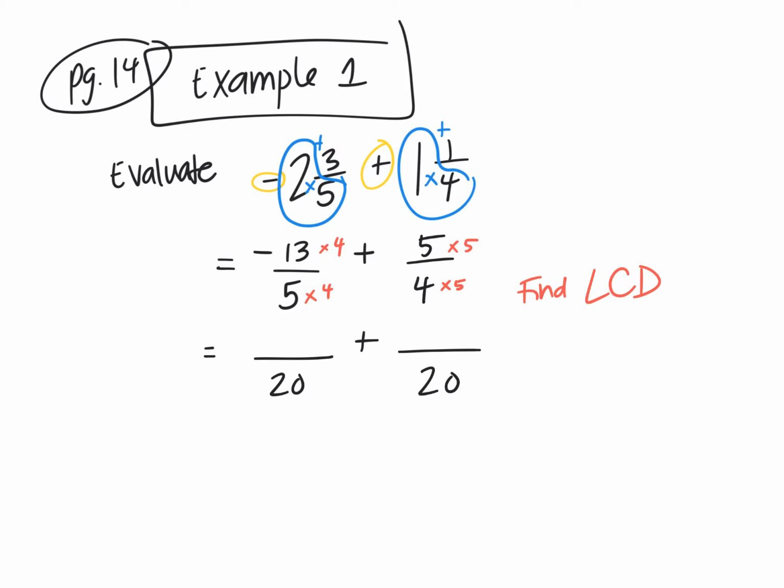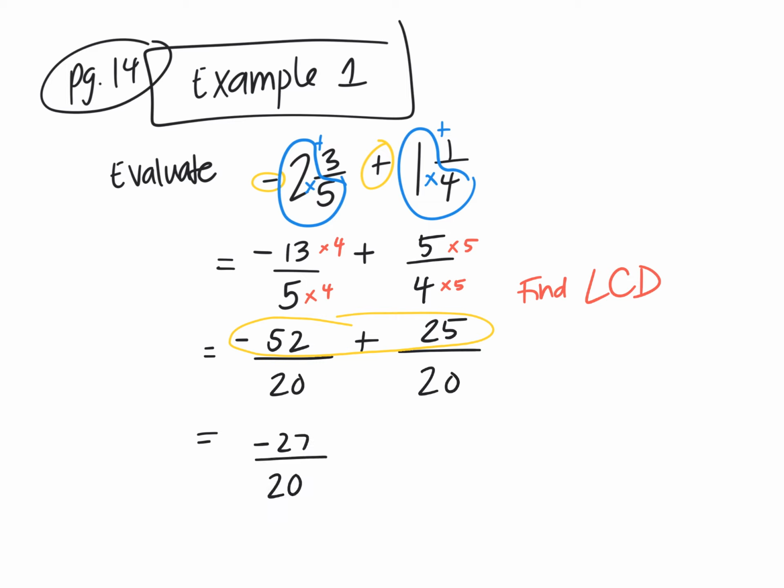Okay, so what is it? Negative 13 times 4 is equal to what? Negative 52. And 5 times 5? Now all we do is we add the numerators together, right? What's negative 52 plus 25? Good. Negative 27 over 20.